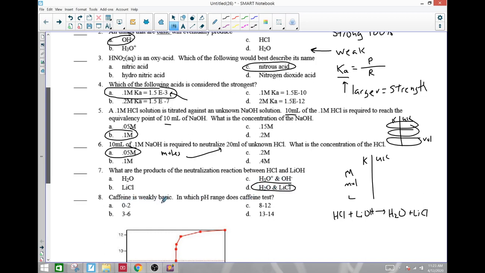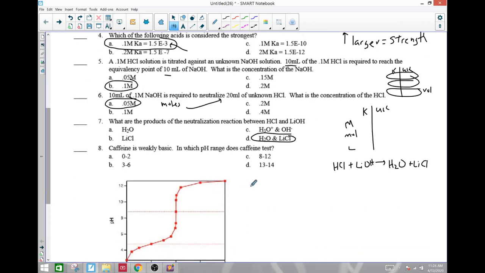Caffeine is a weak base. In which pH range does caffeine test? Okay, so this is sort of a qualitative answer. Which general range is weakly basic? It would be in this range right here. Stronger bases, weaker acids, strong acids.